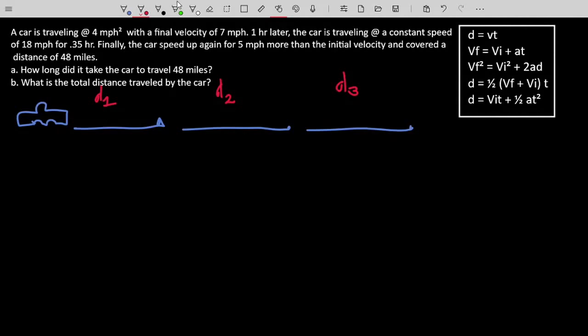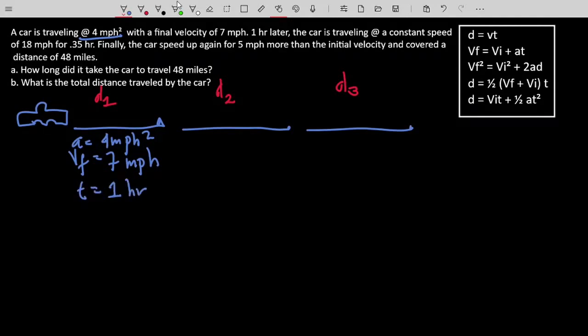Now let's try to focus first on the first part. Now identify the given variables. We should know that the car is traveling at 4 miles per hour squared. So therefore, our acceleration is 4 miles per hour squared with a final velocity of 7 miles per hour. So therefore, our final velocity is 7 mph. Now 1 hour later, the car is traveling at a constant speed of 18 miles per hour. So therefore, after 1 hour, the car has been traveling with a constant speed. So therefore, our time here is 1 hour.